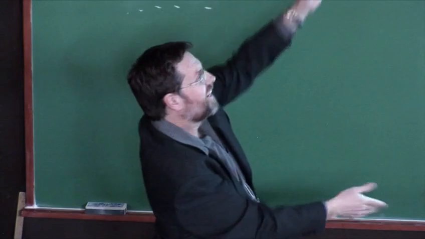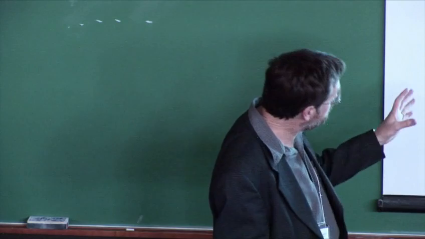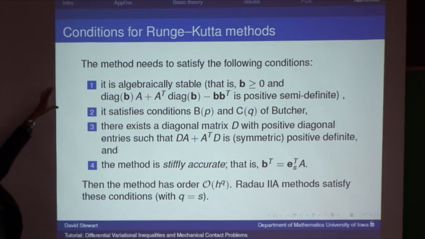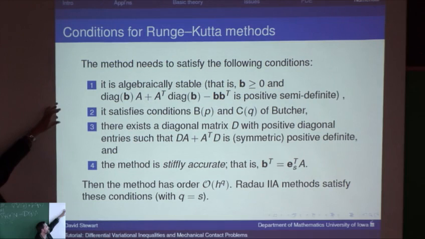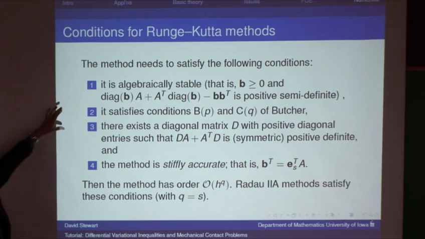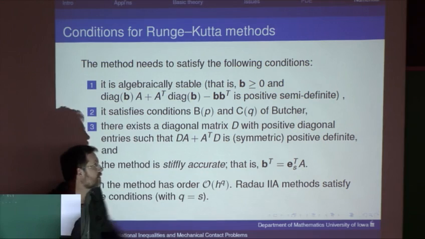The Runge-Kutta method that you use has to be algebraically stable. It's a well-known condition for the numerical ODE community. It satisfies certain consistency conditions of John Butcher, and you can have a look at his book to read what those conditions B(p) and C(q) are. There has to be a diagonal matrix with positive diagonal entries such that, with A the matrix in the Butcher tableau, it is positive definite.